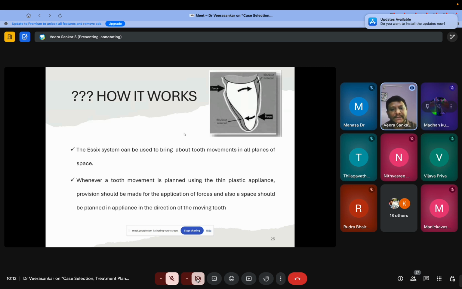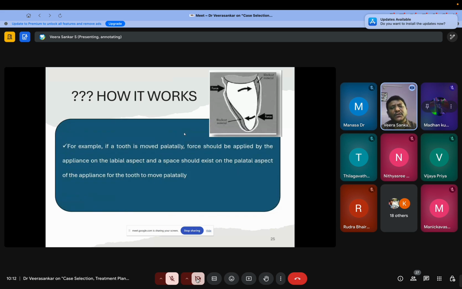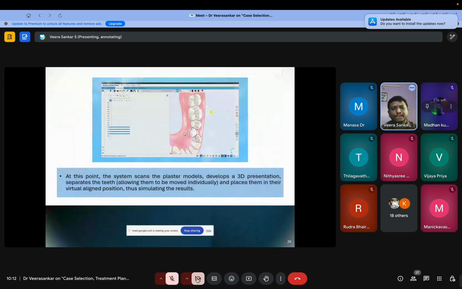Whenever the tooth movement is planned using a thin plastic appliance, provision should be made for the application of forces, and also a space should be planned in the appliance in the direction of moving teeth. For example, if a tooth is moved palatally, force should be applied by the appliance on the labial aspect, and the space should exist on the palatal aspect of the appliance for the tooth to move palatally.